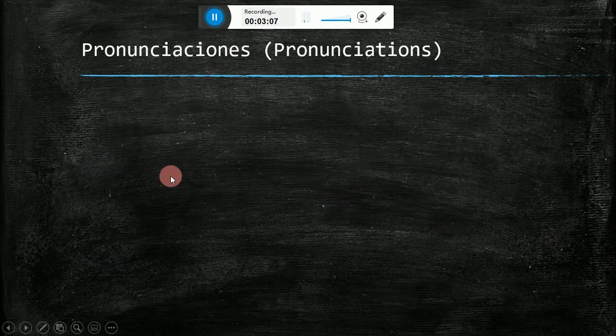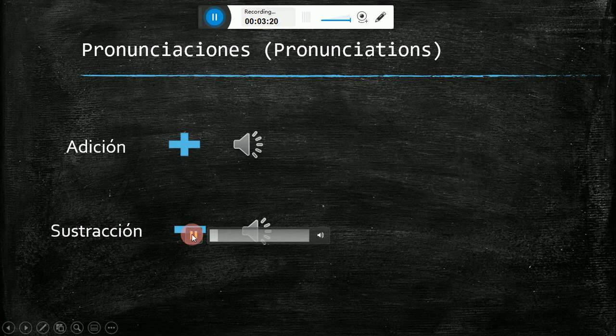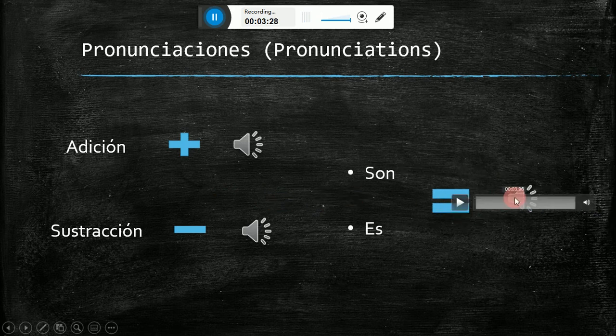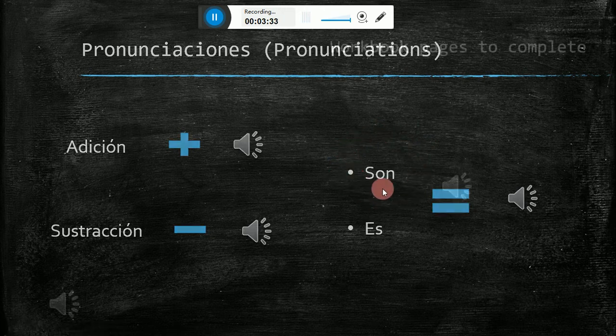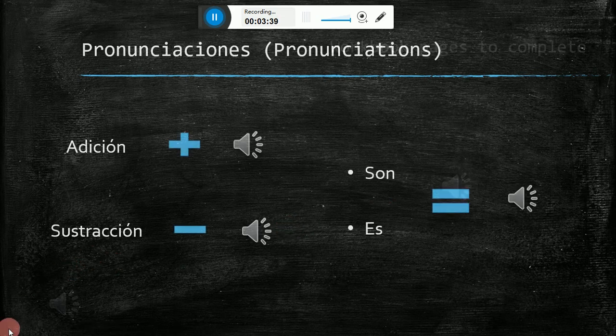Okay, so here are some pronunciations for the math operations. Adición, adición. Sustracción, sustracción. Son, son. We missed one here, which was es. Es.